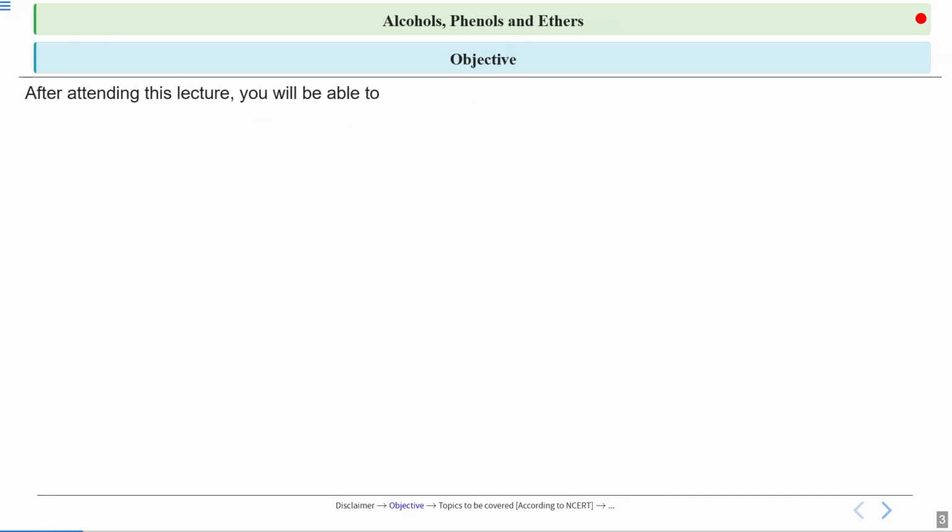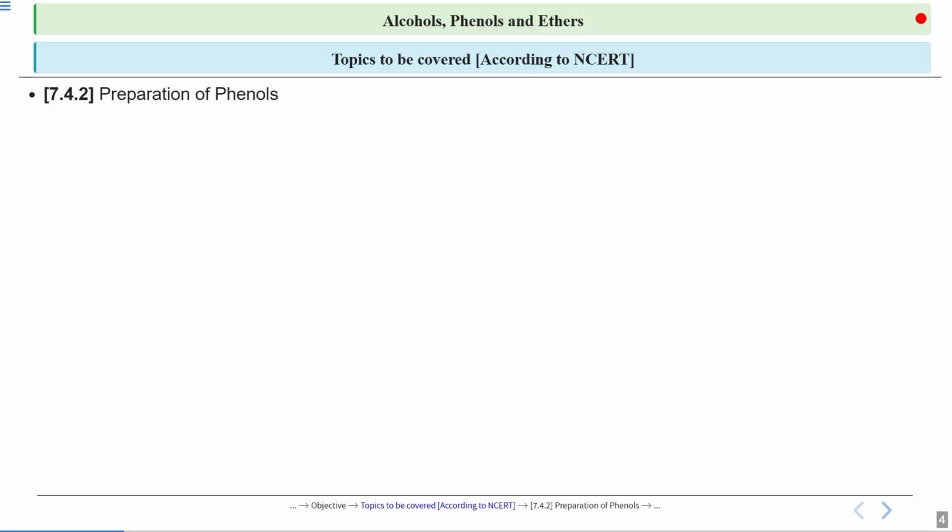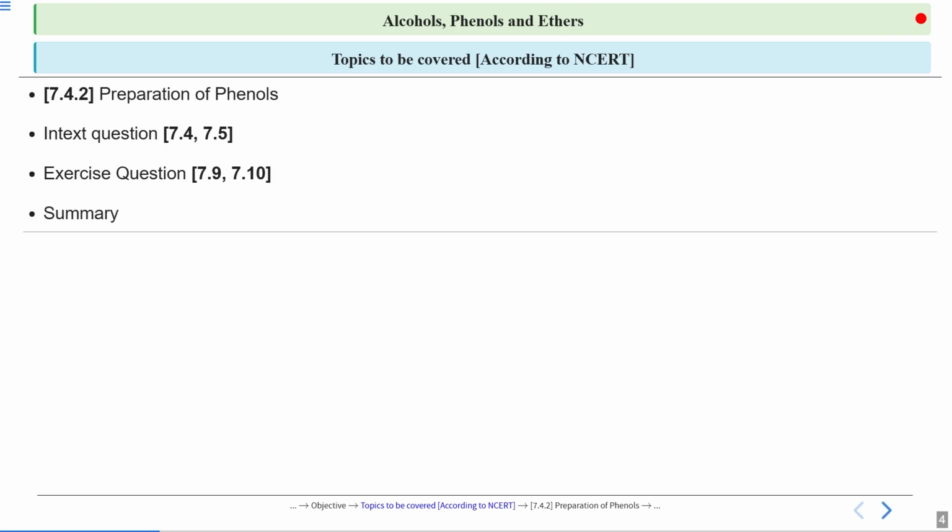Today's learning objective. After attending this lecture, you will be able to understand the preparation methods of phenols. The topics to be covered today according to the NCERT. First of all, the section 7.4.2, that is preparation of phenols. Then we will solve in-text question 7.4 and 7.5. Then we will also solve exercise question 7.9 and 7.10. And then we will lastly conclude with the summary.